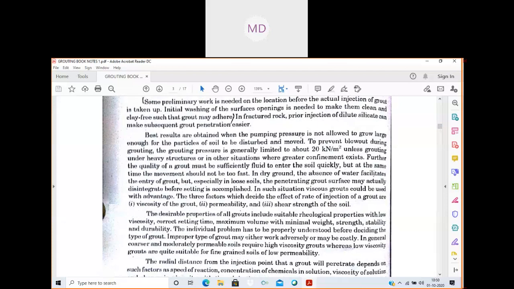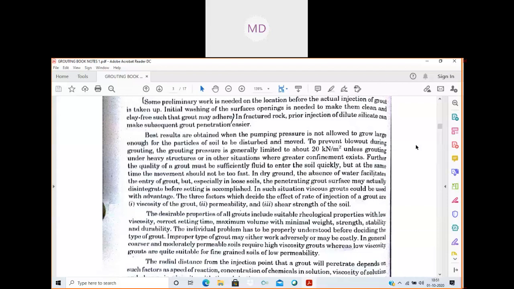Best results are obtained when the pumping pressure is not allowed to grow large enough for the particles of soil to be disturbed and removed. To prevent blowout during grouting, pressure is generally limited to 20 kilonewton per meter square, unless grouting under a heavy structure or in other situations where greater confinement exists. So for normal structures the grouting pressure is maintained at 20 kilonewton per meter square, but for heavier structures this pressure may increase to a certain limit.